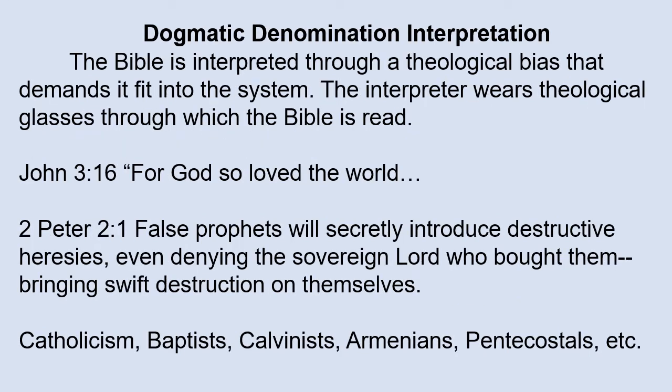Another wrong hermeneutic is the dogmatic denominational interpretation. The Bible is interpreted through a theological bias or an ecclesiastical tradition that demands it fit into the system. The interpreter wears theological glasses through which the Bible is read. The theological system governs the interpretation rather than the interpretation refining or governing the theological interpretation.